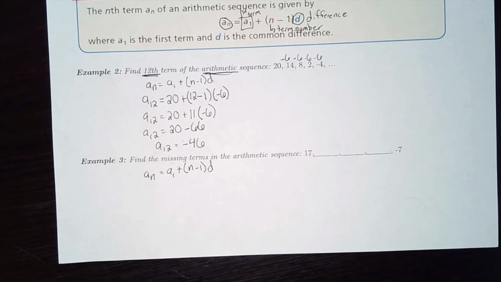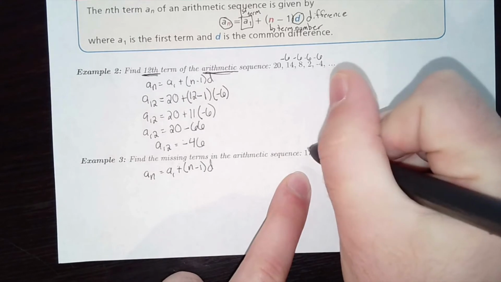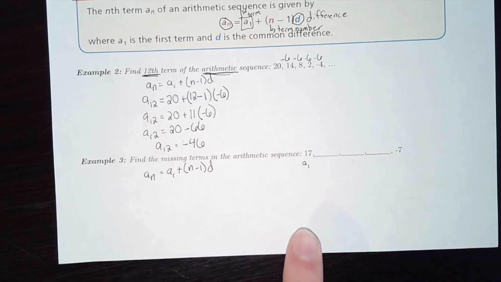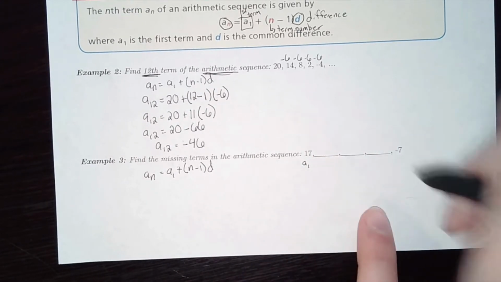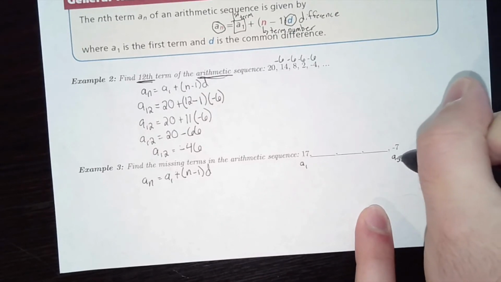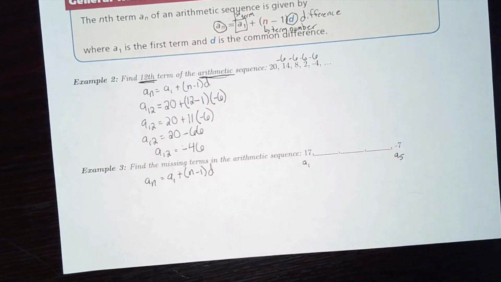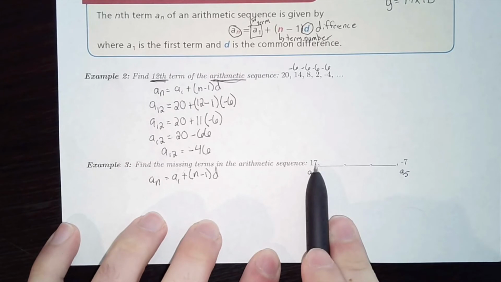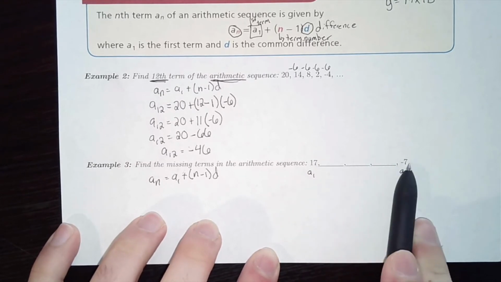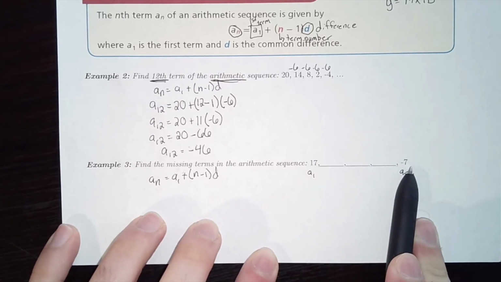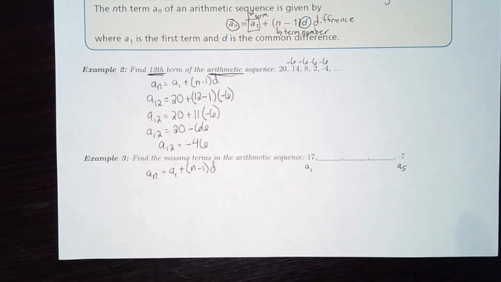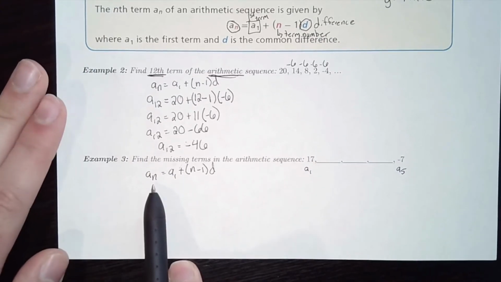So I need to plug in everything I know. Let's look at what I have. I know that 17 here, that's a sub 1. And if I count over here, negative 7 is going to be a sub 5. The reason I know it's the 5th term is because of the number of blanks. I would have my 1st, 2nd, 3rd, 4th, and then negative 7 is going to come in the 5th place. So I can use that as my extra term for a sub n.